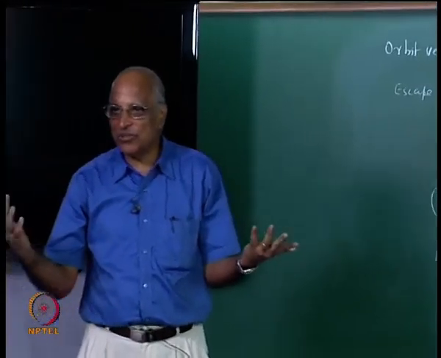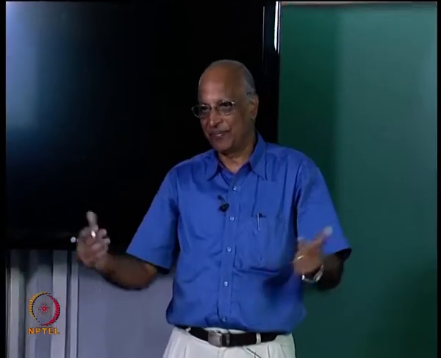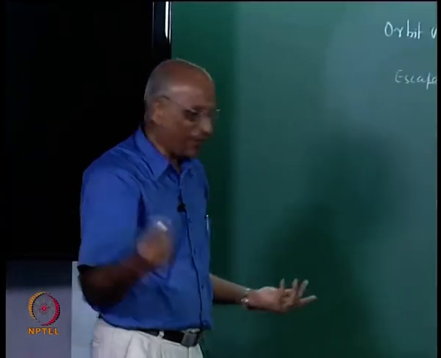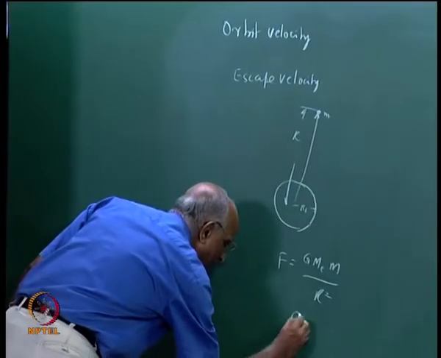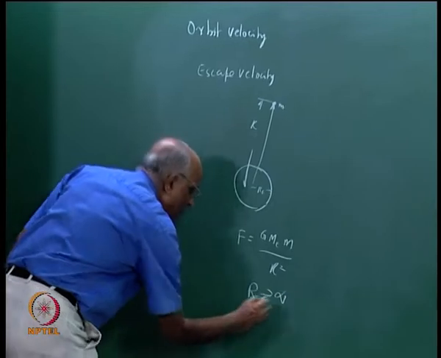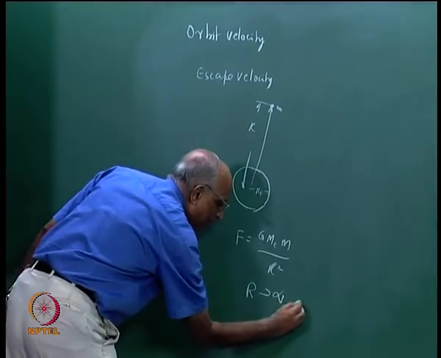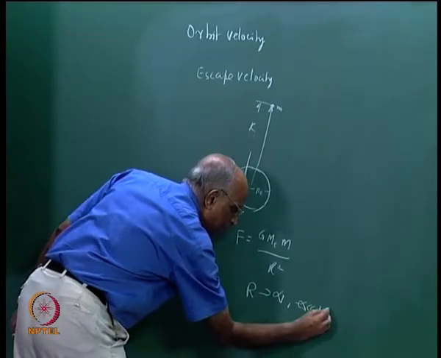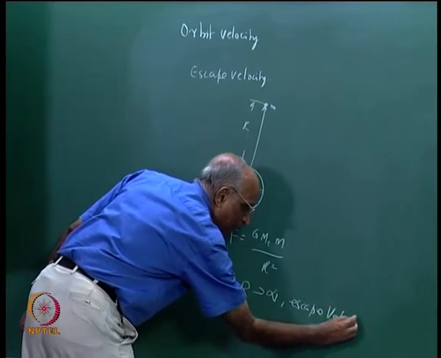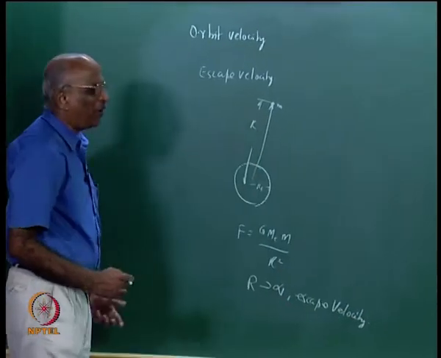Therefore, what must be the value of r to escape? I want the force to be 0, I want to escape from the attraction, therefore it becomes infinity. Therefore, r must be infinity in order to have the escape velocity. Now, how do I do this problem?